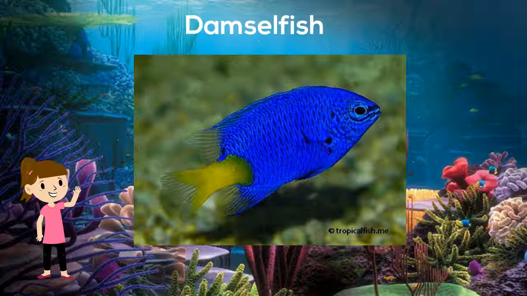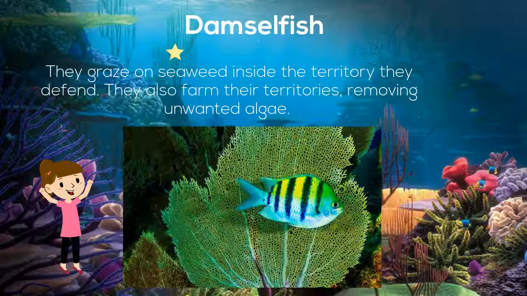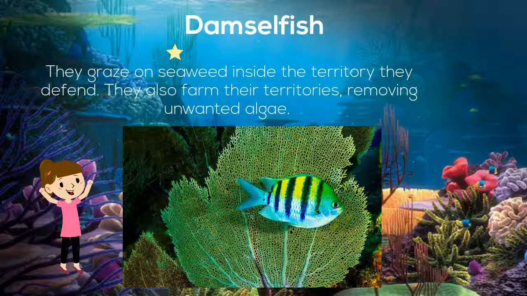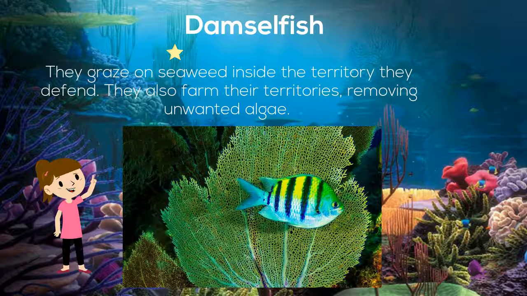We will now be learning about the damselfish. Damselfish are almost always found in coral reefs. They are very territorial. They graze on seaweeds inside the territory they defend. They also farm their territories by removing unpalatable algae by pulling them up and removing them. They even remove intruding sea urchins. This creates a community that is different from the outside and inside of their territory.